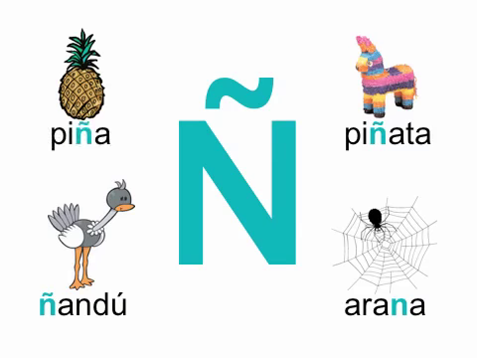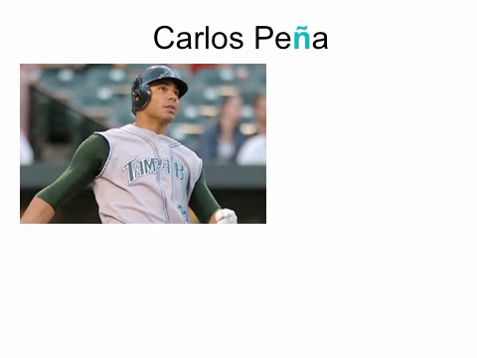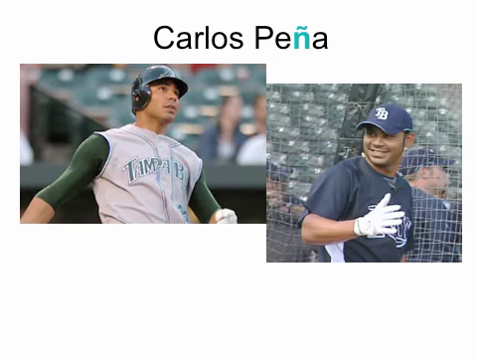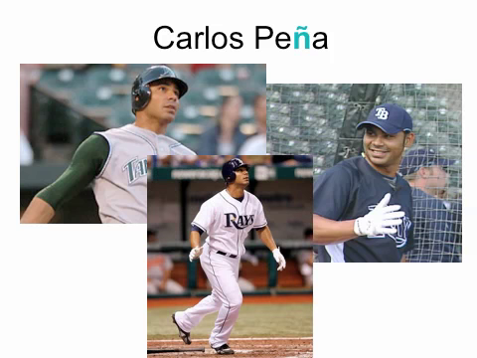Now let's look at a couple of people whose names have an ñ in it. First we have Carlos Peña. Carlos Peña used to be the first baseman for the Tampa Bay Rays, but he just recently got traded to the Chicago Cubs. But he's still a great baseball player.